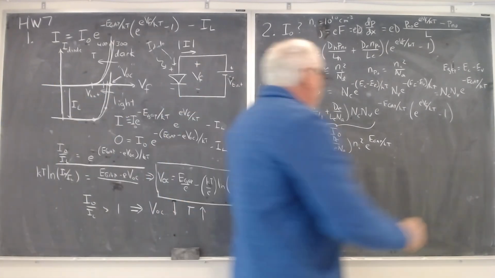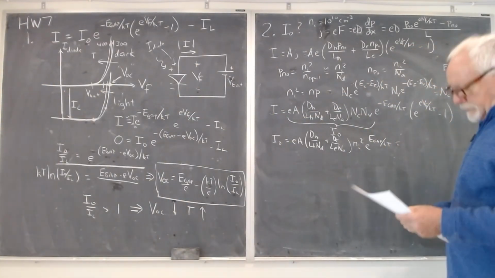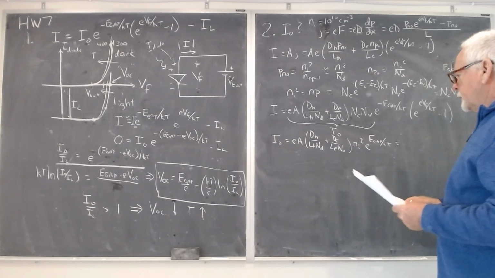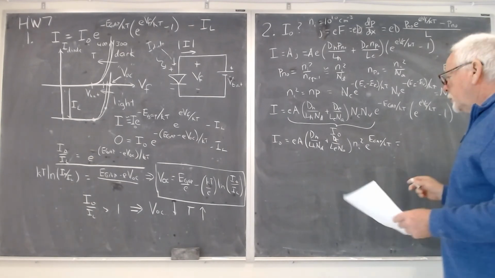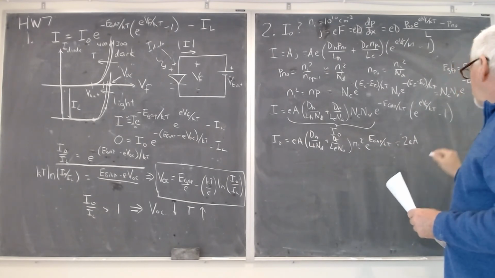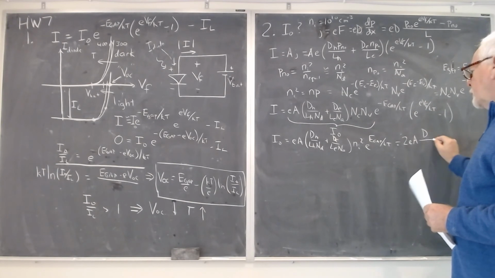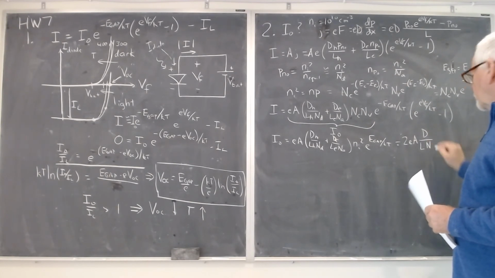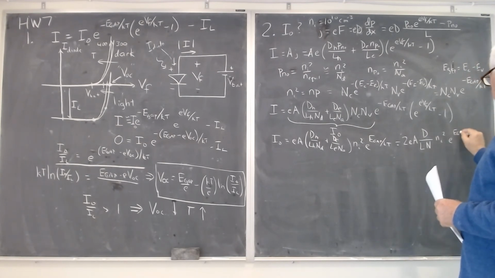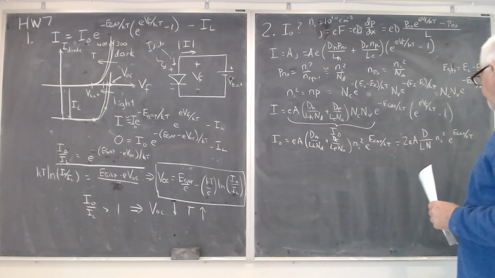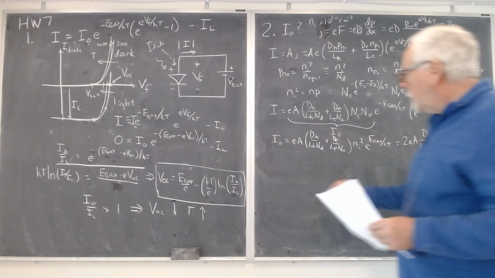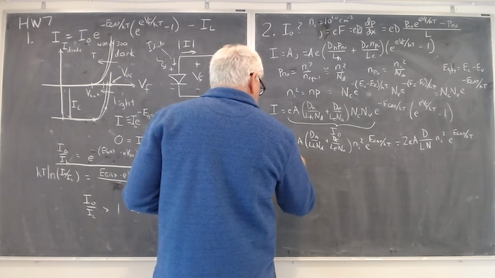Okay, and we can collect terms because I said the diffusion coefficients and the doping and everything is the same. Basically, this is 2 EA D over L N and Ni squared e to the E gap over KT, because N is the same for both. And remember, L is the square root of D tau.